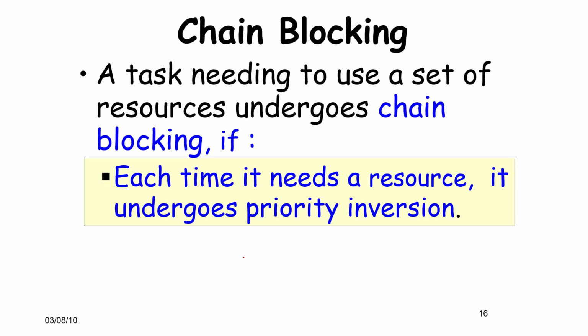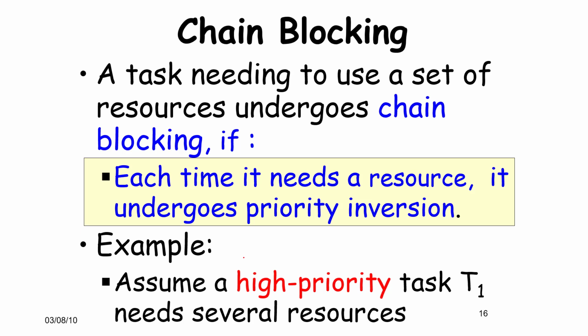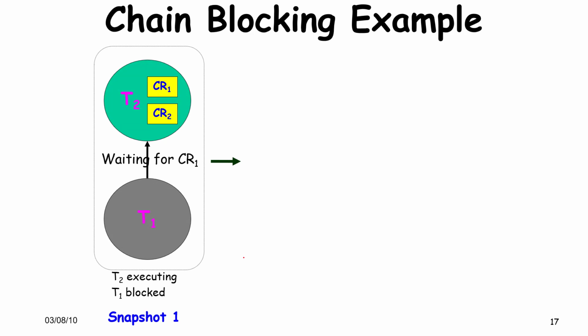So let us assume a task that needs to use a set of resources, right? Not just a single resource, but a bunch of resources. Every time it needs a resource, if it undergoes priority inversion, this will be called chain blocking. So let's see an example of chain blocking. Assume a high priority task T1 that needs several resources, and T2 is the task that is executing.